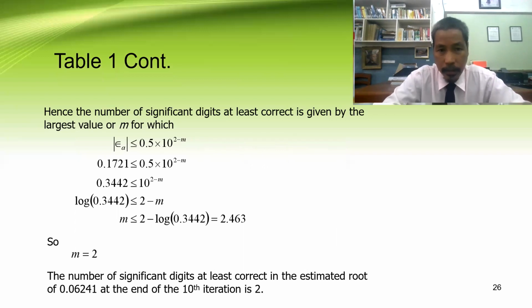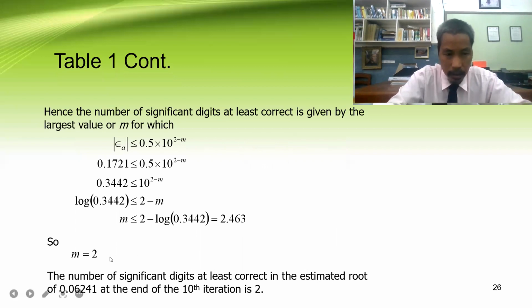So here, the number of significant digits at least correct is given by this criterion. So remember our criterion, M is equal to 2. So the number of significant digits at least correct in the estimated root, 0.0624110, is 2. There are 2 significant digits, that is 0.06 and 2.